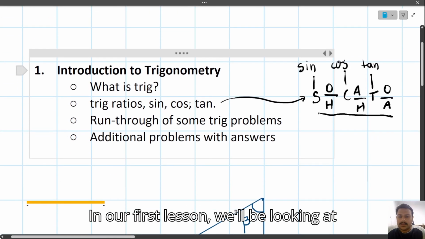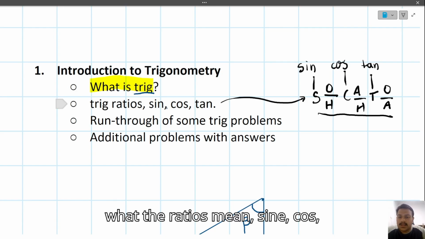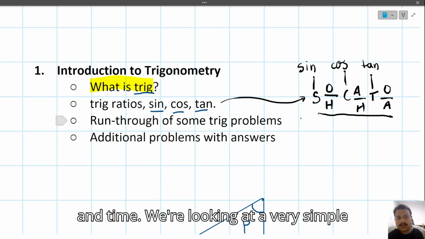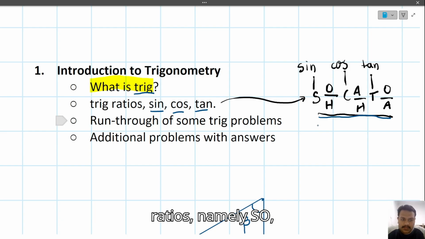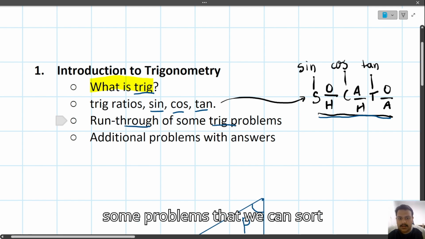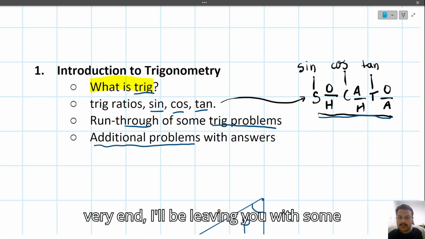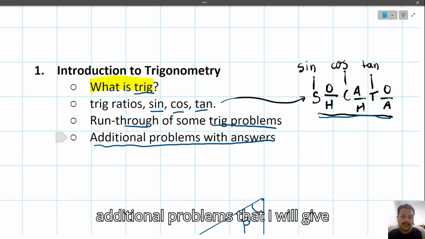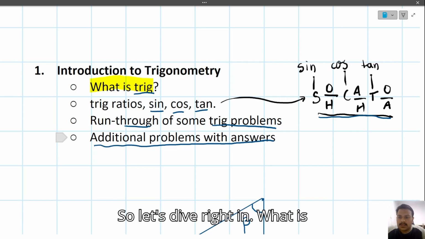In our first lesson, we'll be looking at what trig is specifically, explaining what the ratios mean: sine, cos, and tan. We're looking at a very simple mnemonic that you can use to memorize the ratios, namely SOHCAHTOA. Then we're going to go through some problems that we can apply our knowledge to. And at the very end, I'll be leaving you with some additional problems that I will give solutions to in the next video. So let's dive right in.